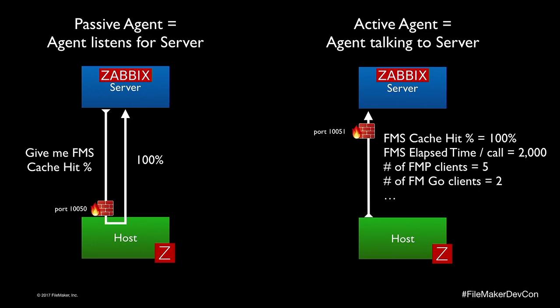And the main difference between the two, as you can see, is the direction of the communication, right? For one, it's an incoming communication to your FileMaker server, so there has to be a port open on your FileMaker server to allow for that. In the other, with the active items, it's the agent sending stuff up to the Zabbix server, so it's the Zabbix server that needs to be able to allow for that.